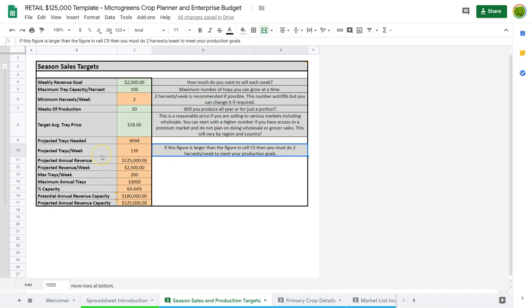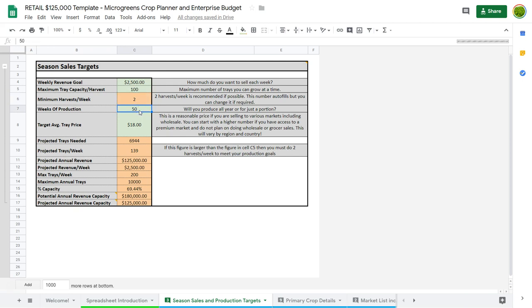Here you're entering a few different things. The first thing you're going to enter is your weekly revenue goal. How much revenue do you want to generate each week? To do $125,000 in sales, you need to do about $2,500 a week. I've put in a theoretical maximum capacity of 100 trays, and I can do two harvests a week with 100 trays. So I can theoretically harvest 200 trays per week because I have two harvests.